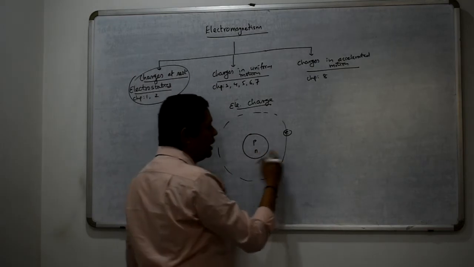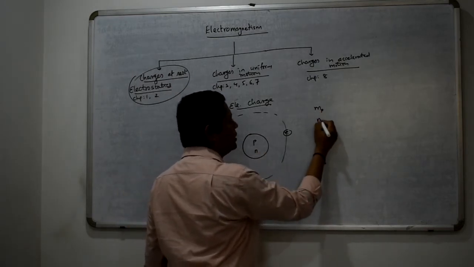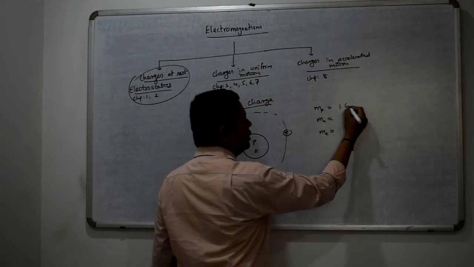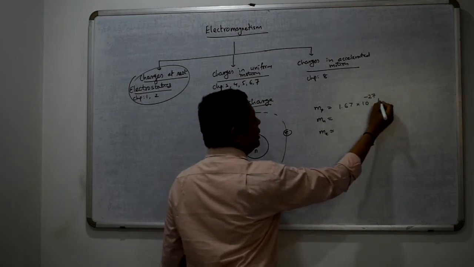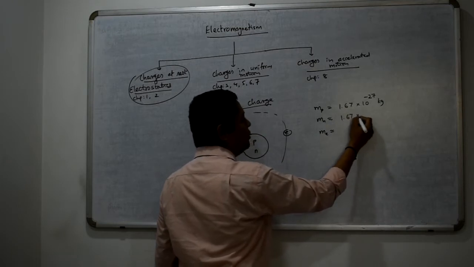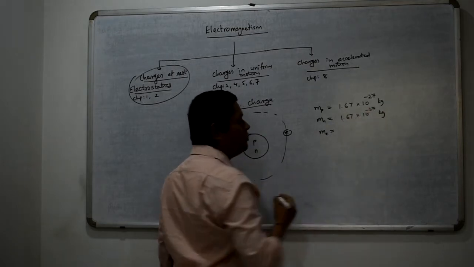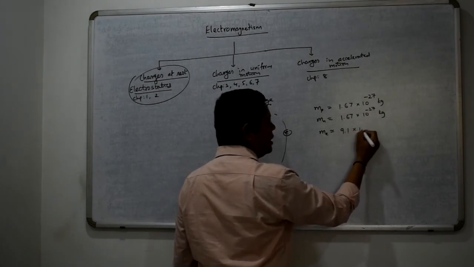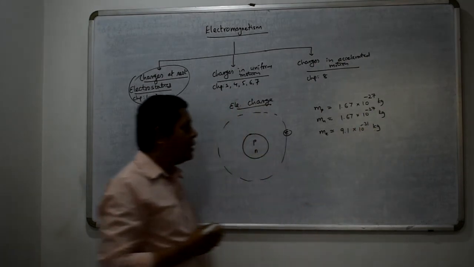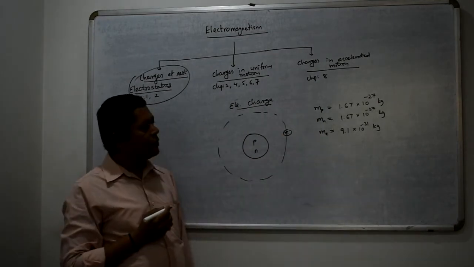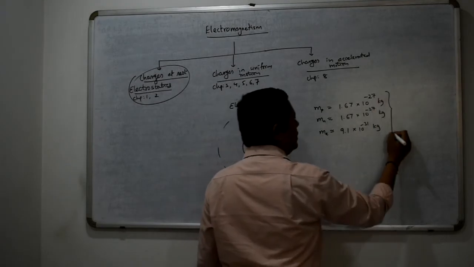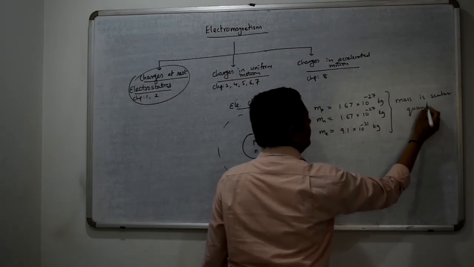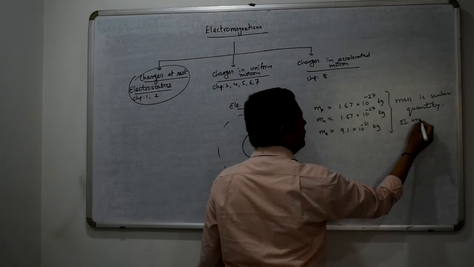If you see all these three particles, they have mass: proton mass, neutron mass and electron mass. The mass of a proton is around 1.67 into 10 to the power minus 27 kilogram. Similarly, the mass of a neutron is almost the same, 1.67 into 10 to the power minus 27 kilogram. The mass of an electron is 9.1 into 10 to the power minus 31 kg. All three particles have mass. Mass is a scalar quantity and its SI unit is kilogram.